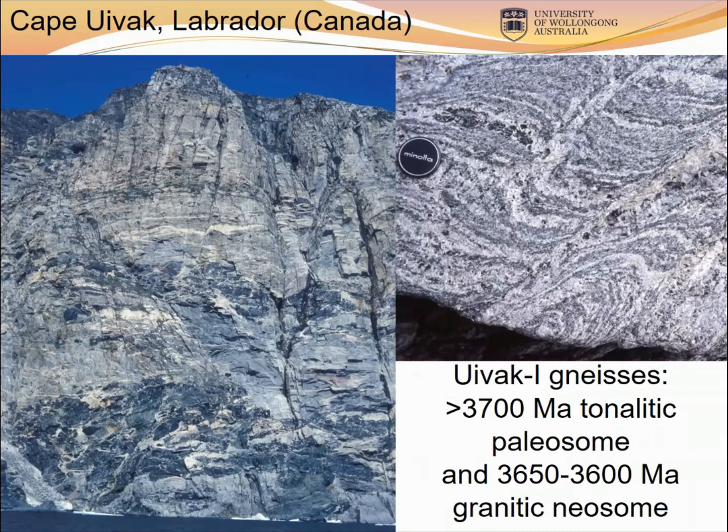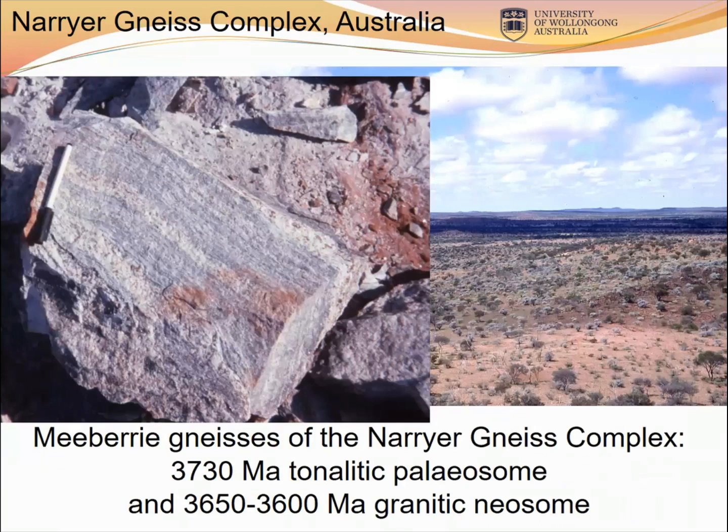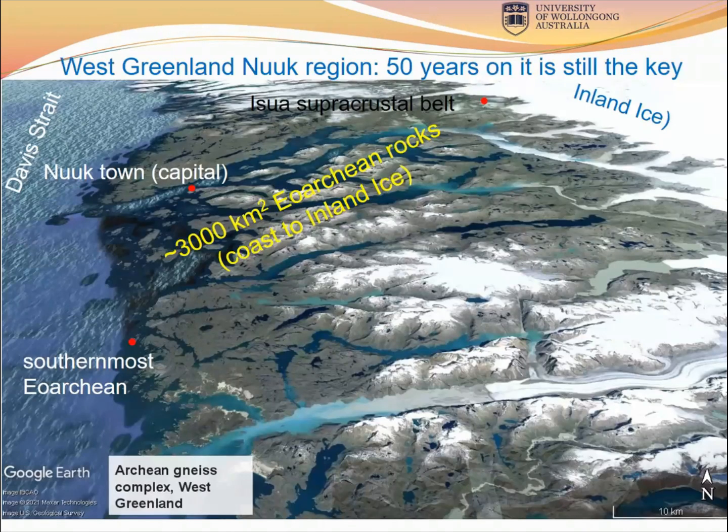So you go to somewhere else in the world, you go to the so-called Narryer Gneiss Complex in Western Australia, and you see exactly the same story. In most places, you get this great complexity, which is very difficult to unravel. So you've got to find the very rare places where this complexity has basically not happened. And 50 years on, the Nuuk region in West Greenland still has a lot of key information.